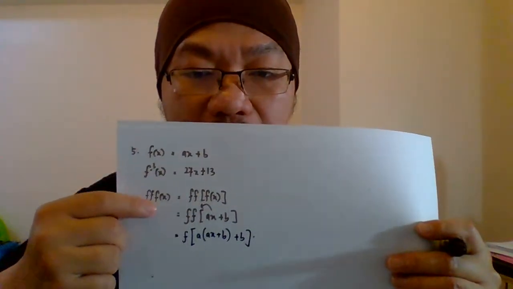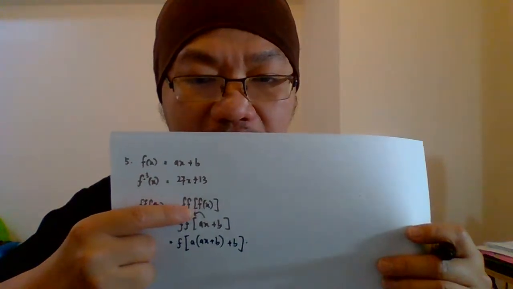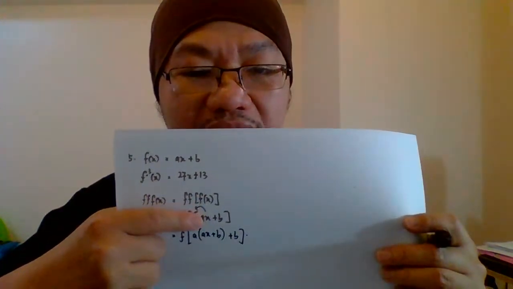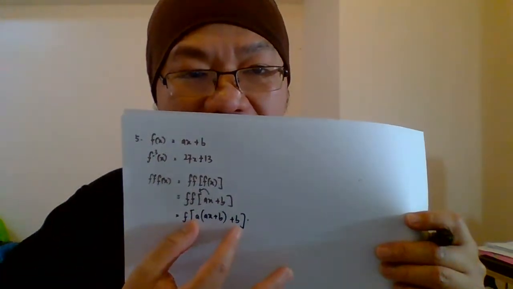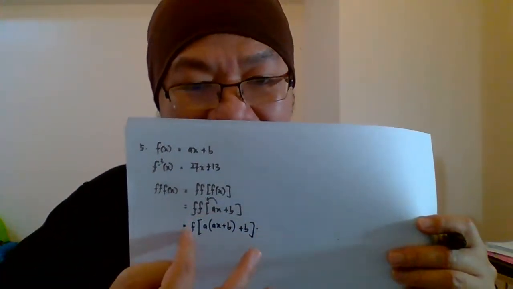F cube equals FFF, so actually FFFX. FX here is AX plus B, and then insert into F. It becomes this one, a normal composite. And then simplify, and then insert into another F here.